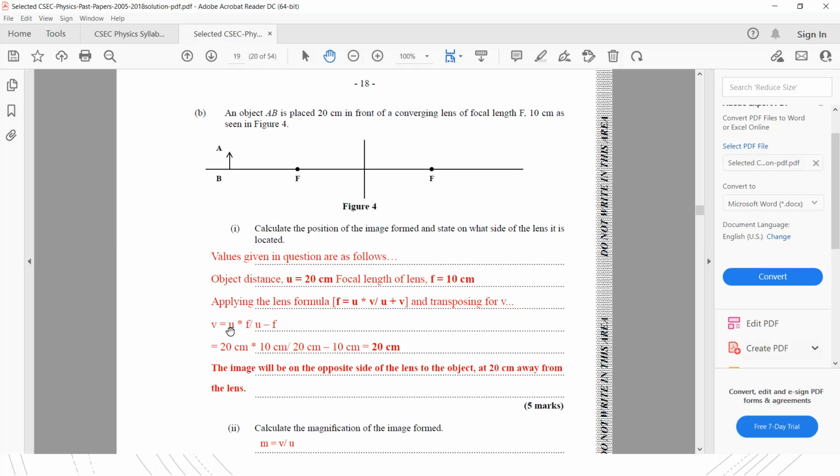So when we use the same lens formula, but we write it in terms of the focal length, and then we transpose for V, we're going to get that V is equal to U times F over U minus F. And so the distance is 20 centimeters. So the object distance and the image distance are the same, but on either side. All right.